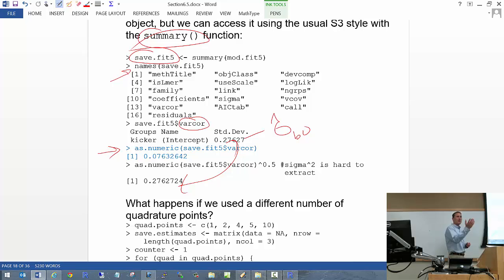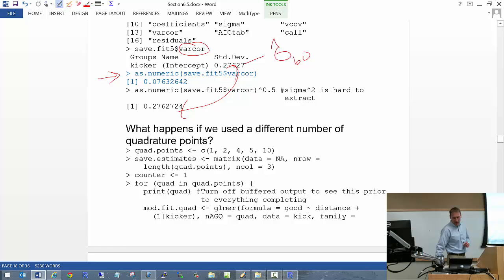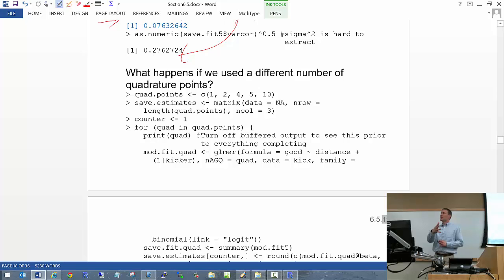Okay, so what happens if we use a different number of quadrature points? As I told you, the more points, the better the approximation. And while it didn't take that long for this model to fit, when you have more complicated models, it might take a lot longer. So what you often will want to do is try to use the smallest number of points of quadrature possible and still get an accurate result in terms of good estimates of your parameters.